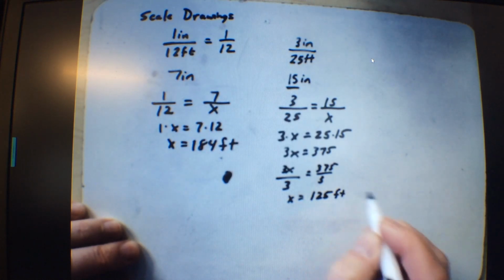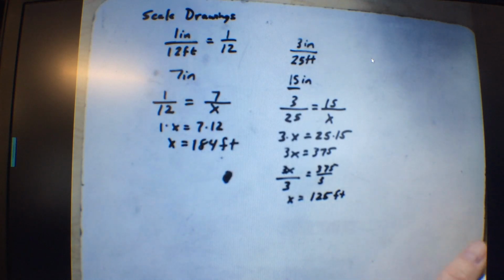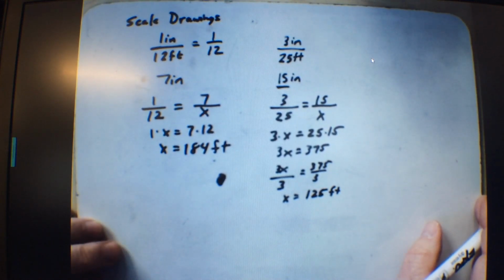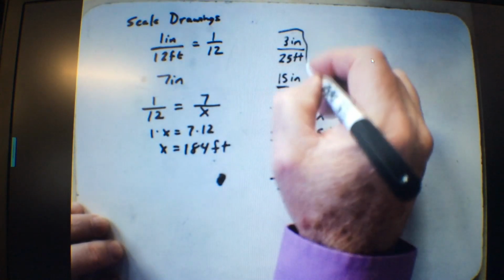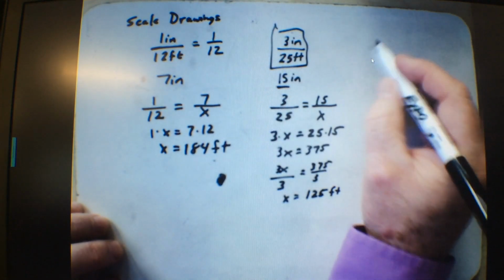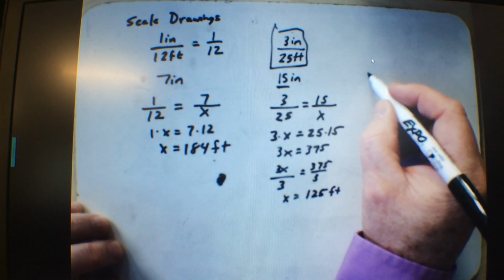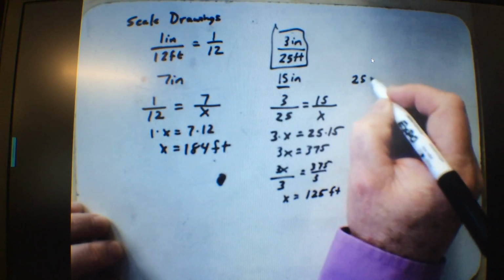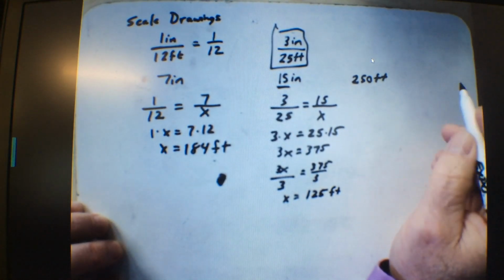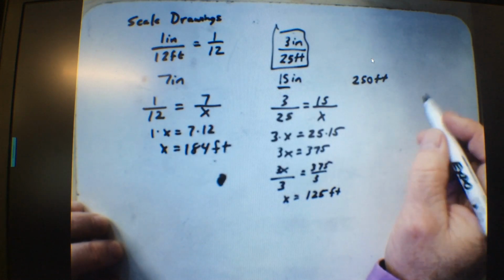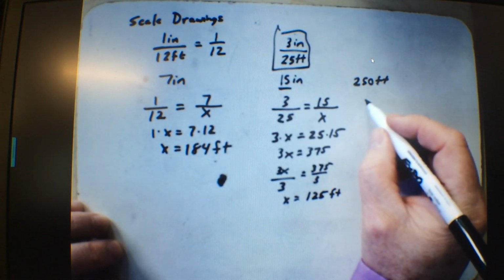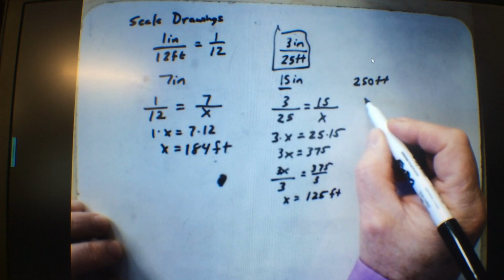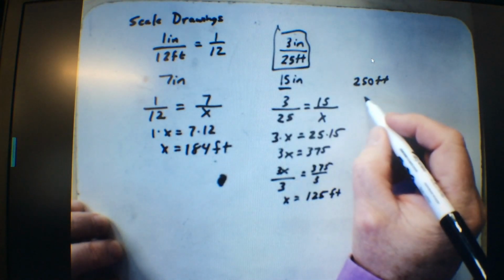125 feet. Okay, alright. Now, let's take the same problem. We're still going to use this scale, correct? Alright, but my next question is, how many inches on the paper is 250 feet? How many inches on the paper is 250 feet? So how would I set this up, Patrick? I'd use my same scale.